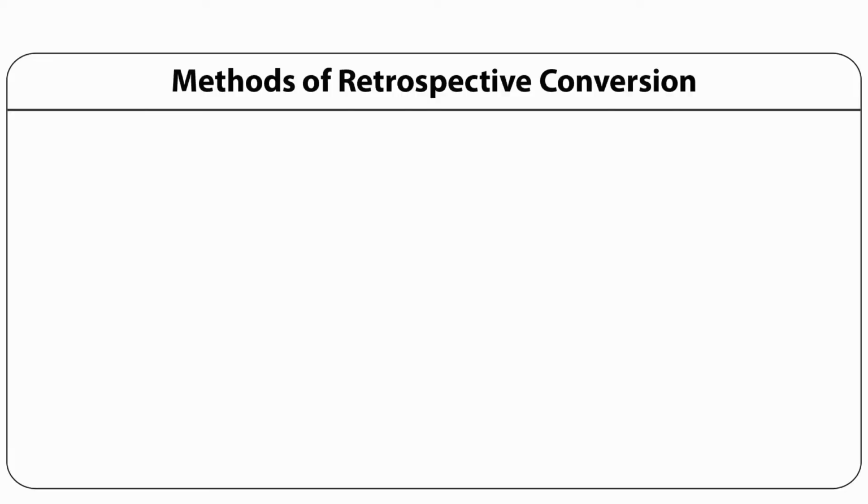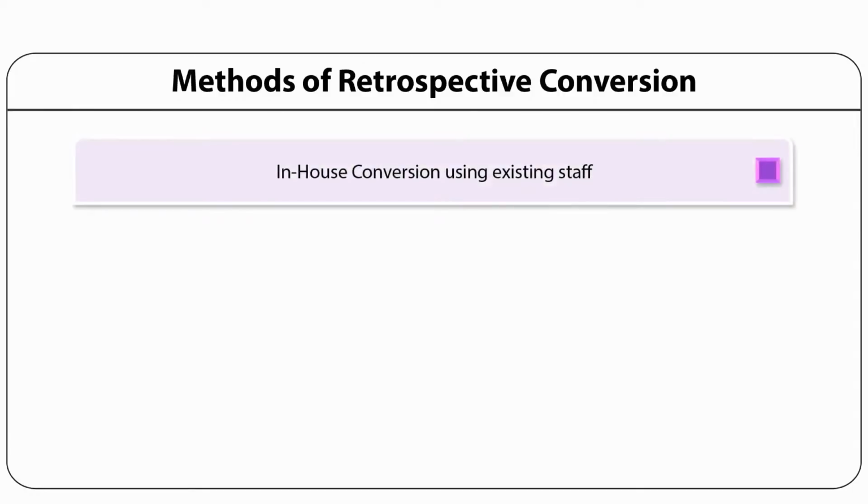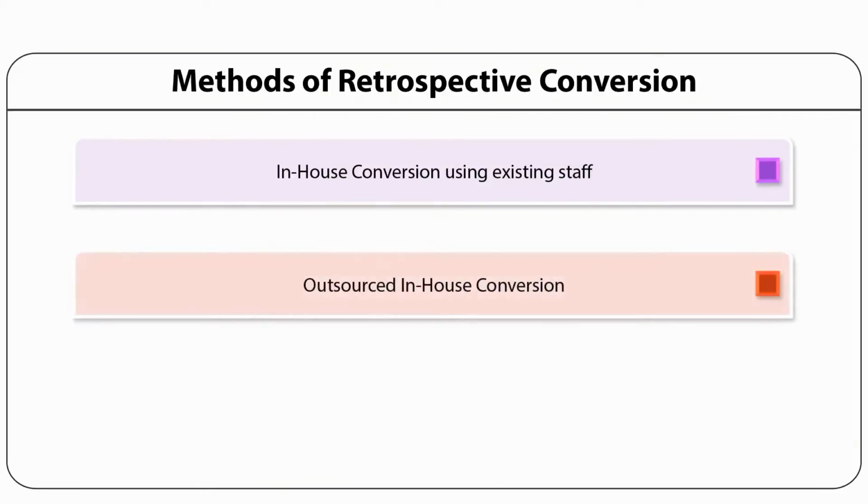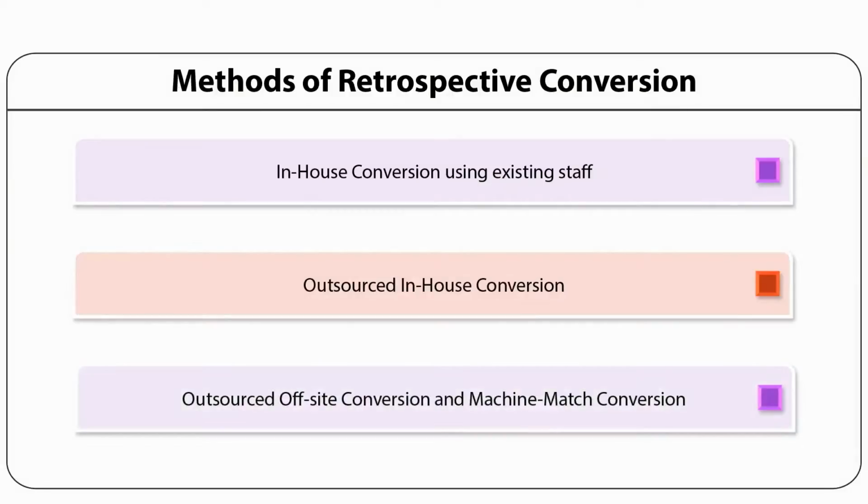Methods of retrospective conversion. There are 3 methods of retrospective conversion. Number 1, in-house conversion using existing staff. Number 2, outsourced in-house conversion. And number 3, outsourced off-site conversion and machine match conversion.